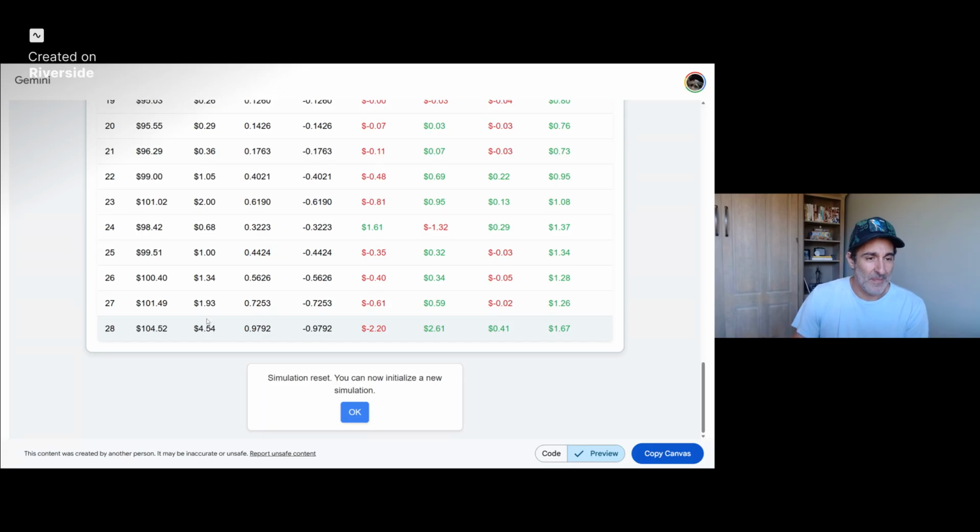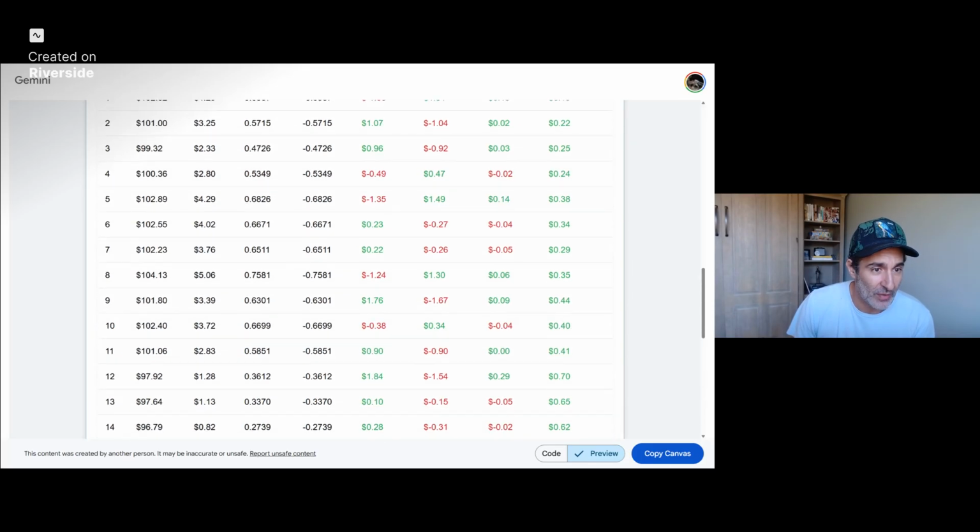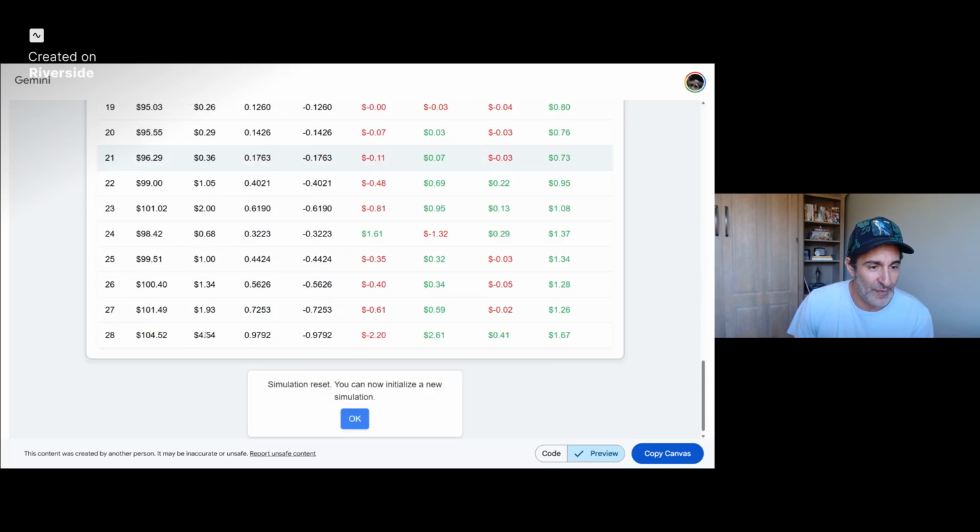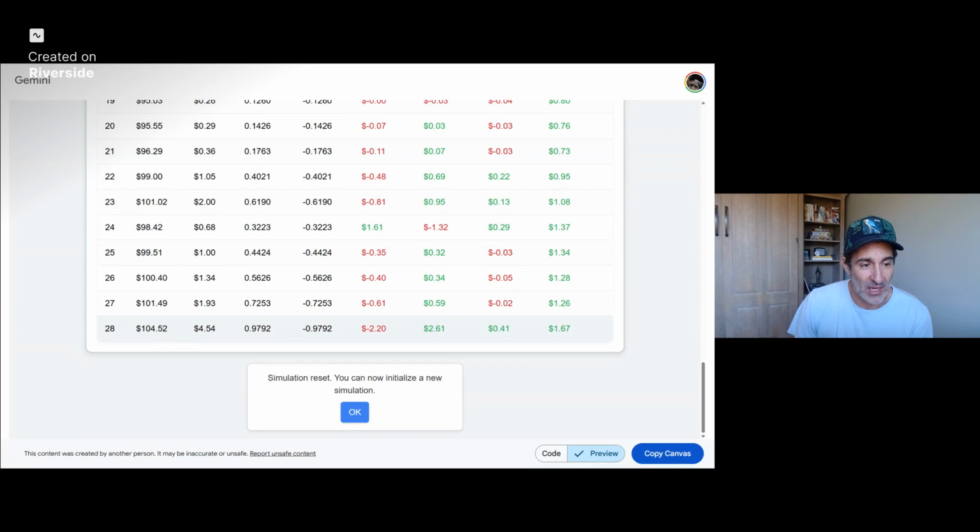Look at it this way: the call value is 4.54. The stock is 104.52. There's 2 cents of extrinsic value left in this option, which means the maximum theta on this option is 2 cents. That's all the time premium that's left in it. So the theta is gone. We know the gamma is pretty much gone. It's a 98 delta call.